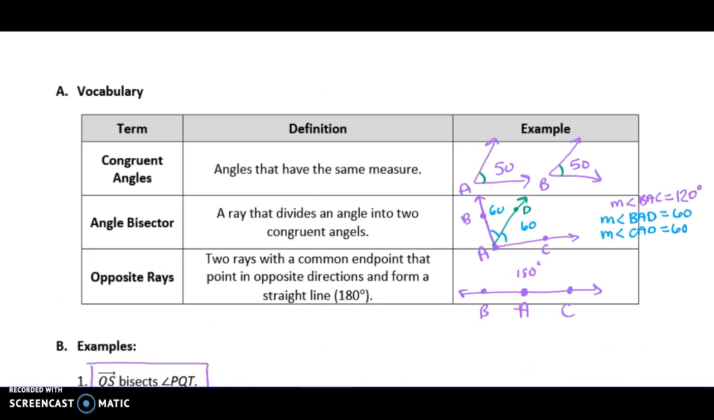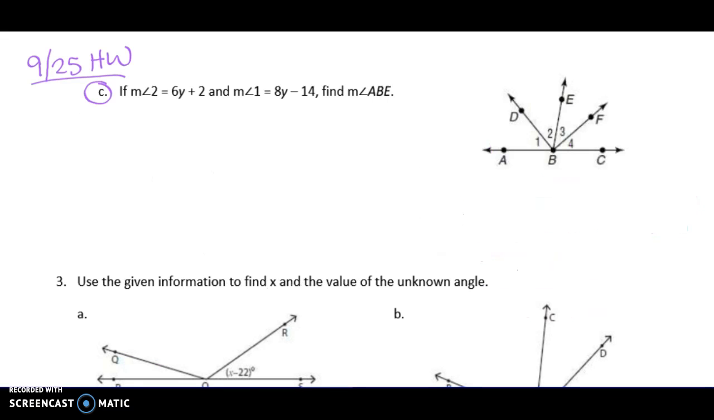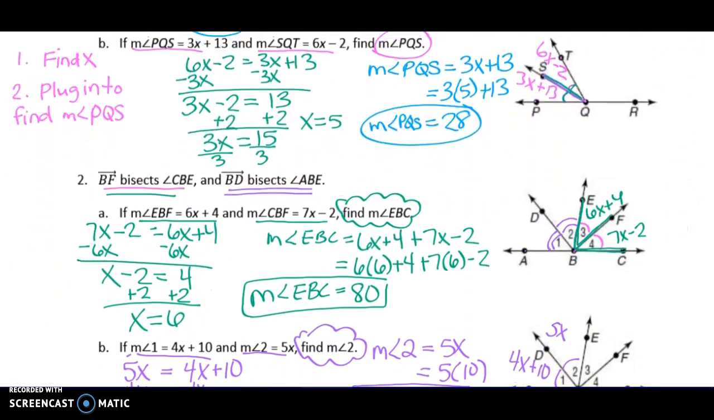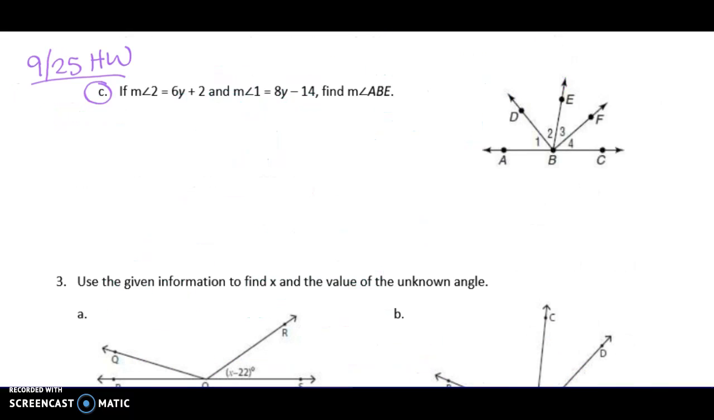We are continuing where we left off. Again, we know congruent angles are angles of the same measure, and an angle bisector divides an angle into two congruent angles. We left off, you needed to work on example 2C. Going back to example 2, I had given information that BF bisects angle CBE and BD bisects angle ABE, meaning angle 1 is congruent to angle 2, angle 3 is congruent to angle 4. So just recalling that information before we start this example.